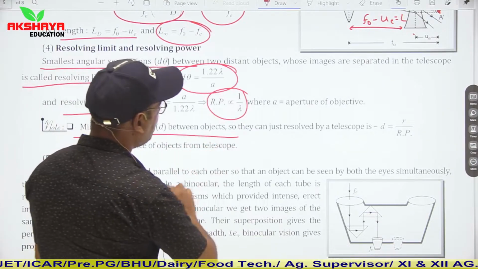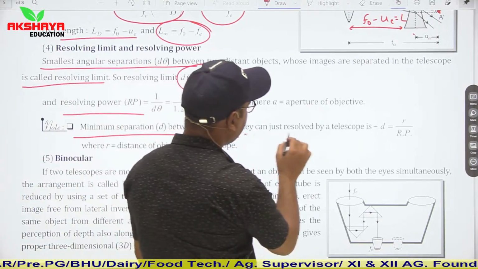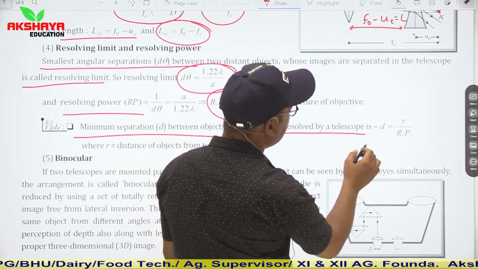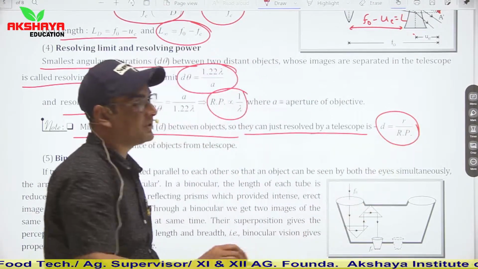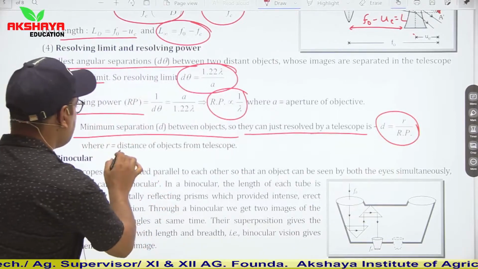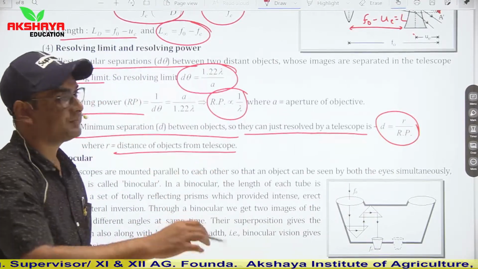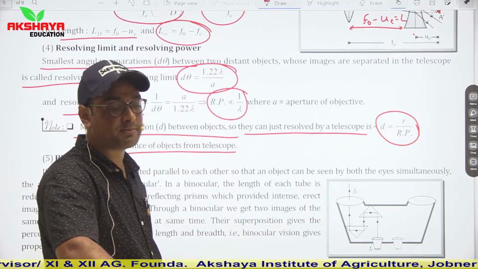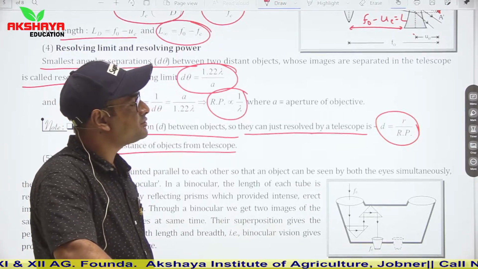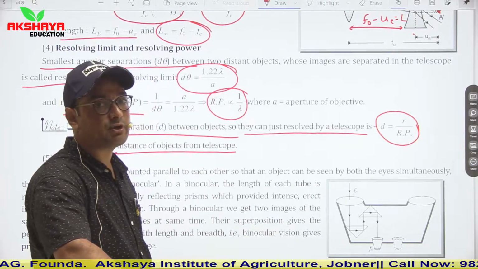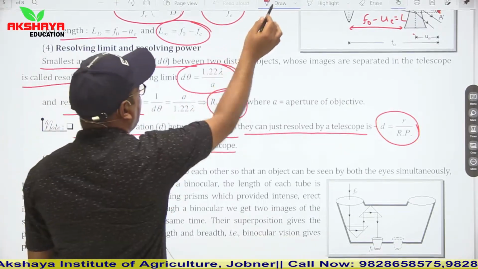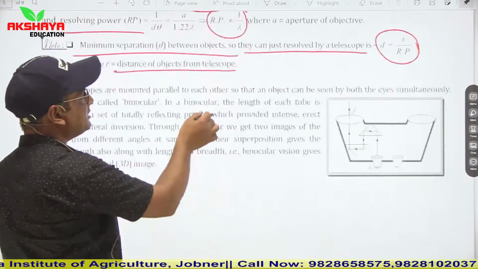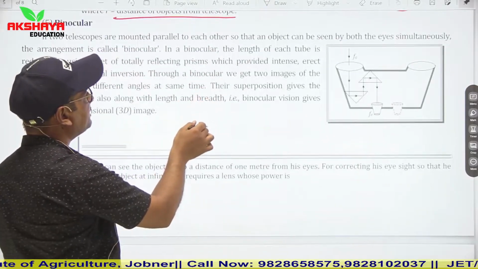The minimum separation between objects so that they can be resolved by the telescope is D, and it is R upon RP. R is the distance of the objects from the telescope, and RP is the resolving power of that telescope. Now let us talk about the last optical instrument, which is the binocular.